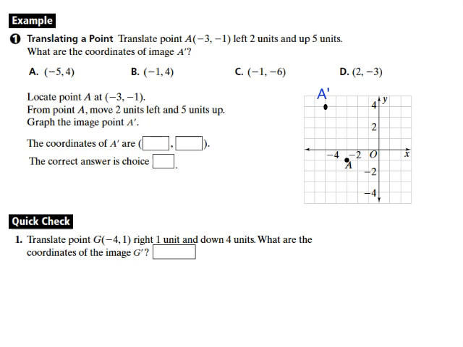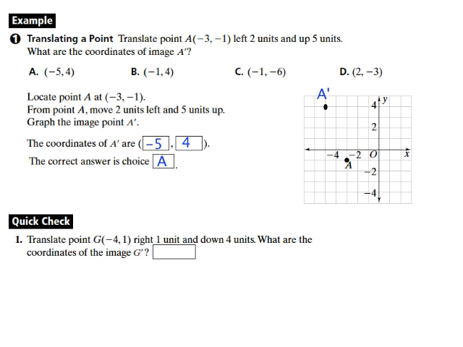Now we have to figure out the coordinates of A prime. So we start at the origin. We went from the origin left 5 points, so that would be -5, and we go up 4, so that's +4. So the coordinates of A prime are -5, +4. So the correct answer is choice A.